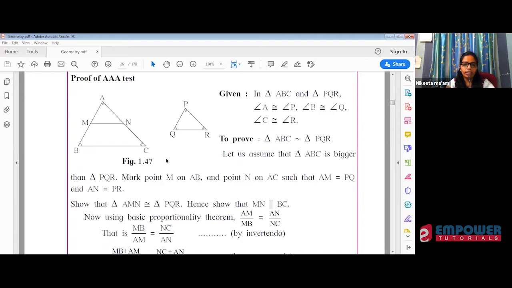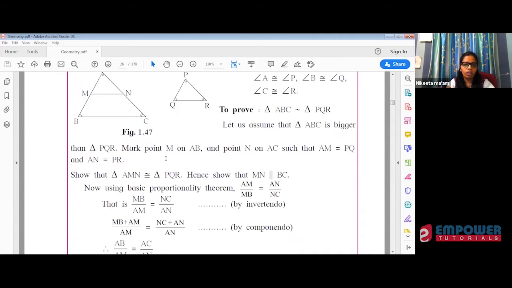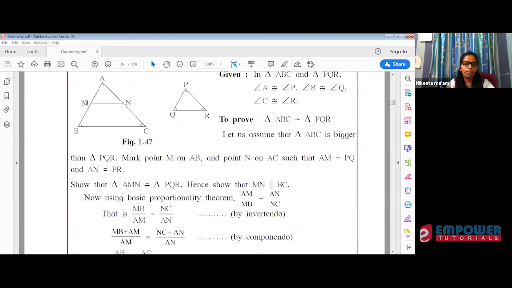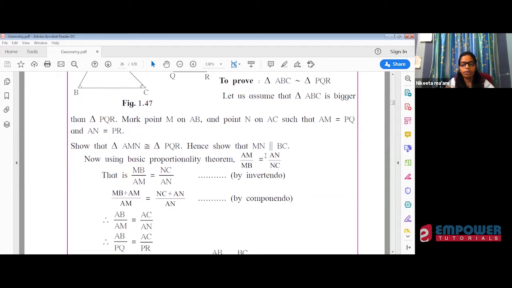But in this case, what they have done is they have drawn this MN parallel such that this triangle AMN is congruent to your triangle PQR. So basically these two triangles are congruent to each other. Okay, after that, according to the basic proportionality theorem, AM upon MB is equal to AN upon NC, that we know.